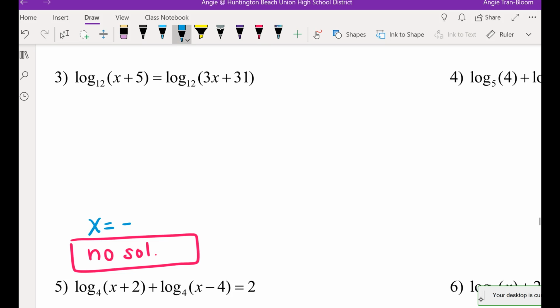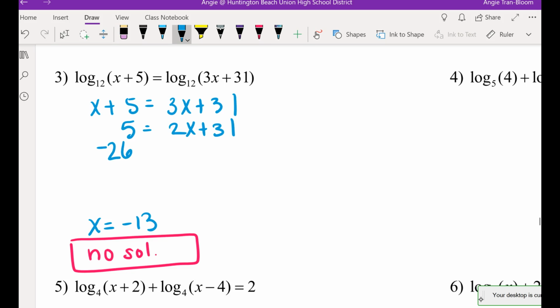Okay. All right. So Ben said when I worked it out, let me double check his work. Did you guys drop the logs? Yeah. Okay. So we dropped the logs. You move the 1x over, so you have 5 equals 2x plus 31. Move the 31 over, so what's 5 take away 31? Negative 26 equals 2x, divide both sides by 2, so Ben's correct.